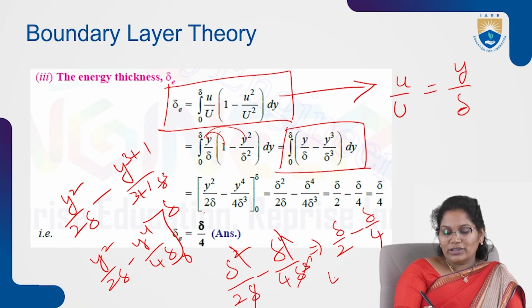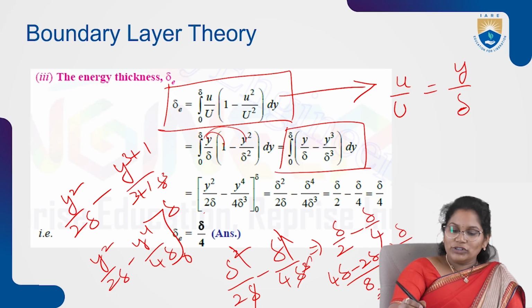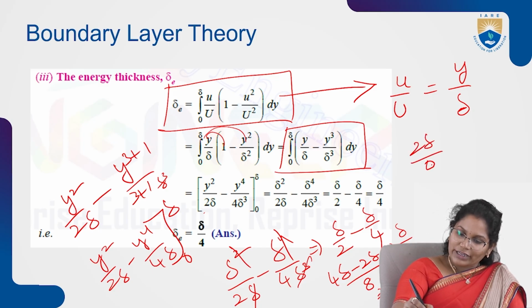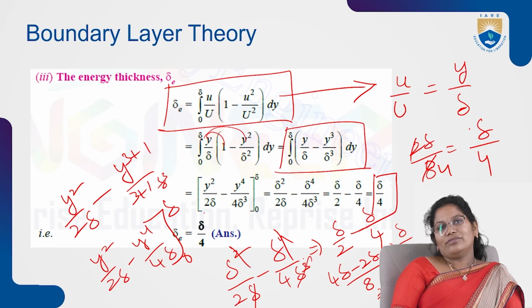So when you simplify this, 4 delta minus 2 delta by 8. So it will become 4 minus 2 is 2 delta by 8. The answer is delta by 4. 2 delta by 8 is delta by 4. So this is what you got for the energy thickness. This is what the answer is for energy thickness.